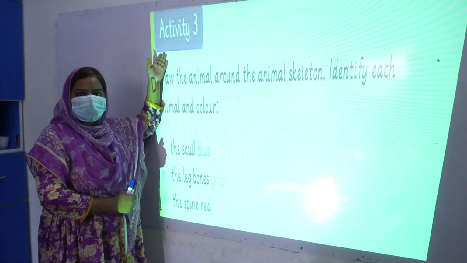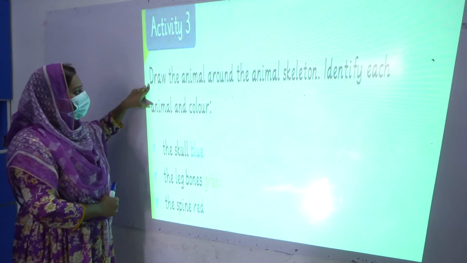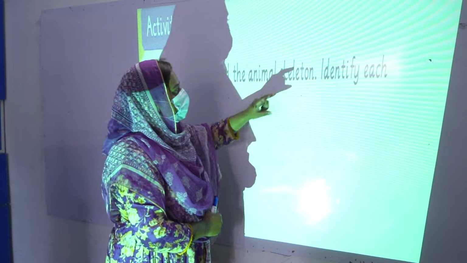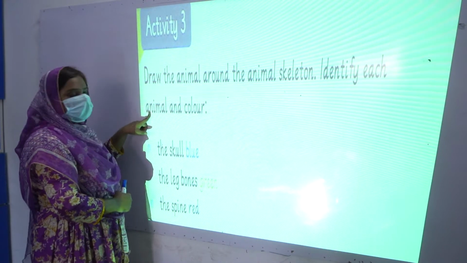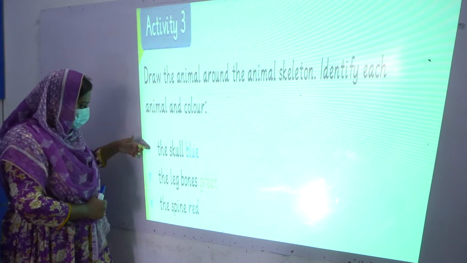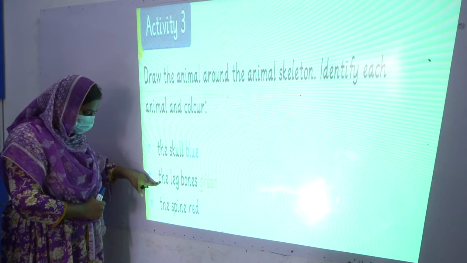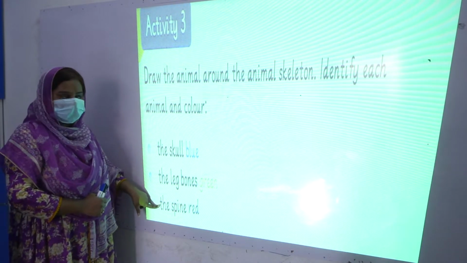Students, this is our activity number 3. Draw the animal around the animal skeleton. Identify each animal and color. The skull blue, the leg bone with green color and the spine with red color.